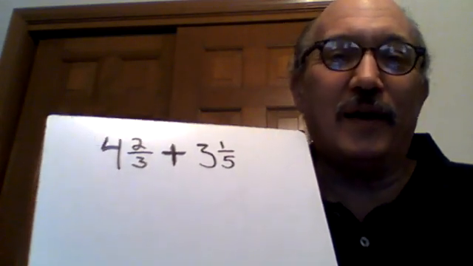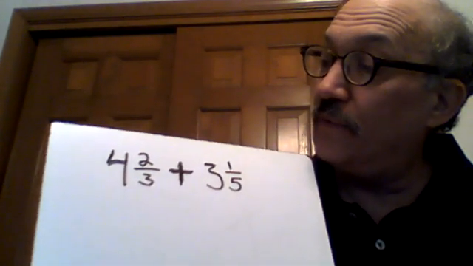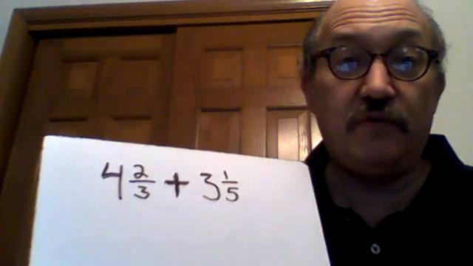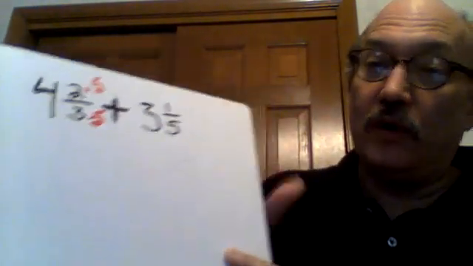So 4 2/3. Many of you can do this one mentally already. 4 2/3 is 4 10/15, right? We're going to multiply the numerator and denominator of the 2/3 by 5. Why 5? Well, that's the other denominator. This is how we always add fractions. And we're going to multiply the top and bottom of the 1/5 by the 3, the other denominator. And the 1/5 is, of course, 3/15.